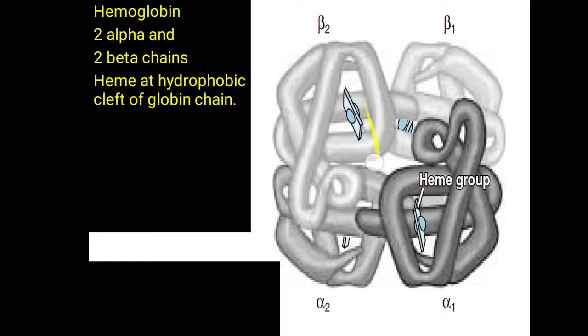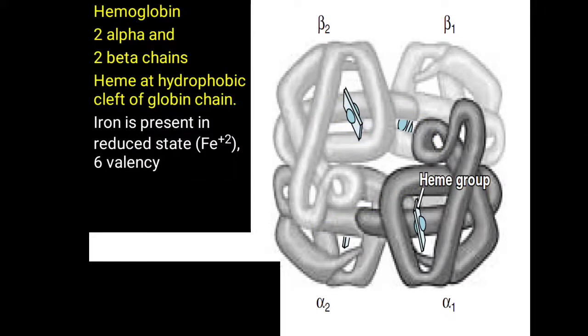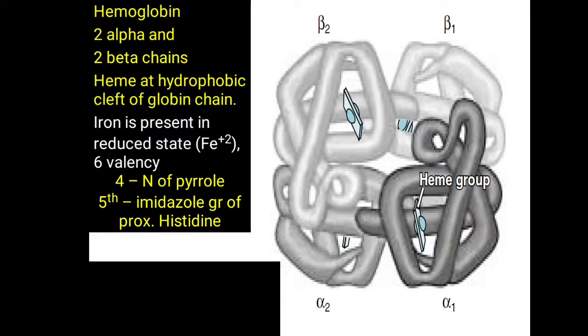So in the hemoglobin structure, with 2 alpha and 2 beta chains, heme is present at the hydrophobic cleft of the globin chain. Now in this heme, an iron molecule is present in the reduced form of iron, called the ferrous form. Now this ferrous iron has a 6 valency, and this 6 valency is very helpful to understand how exactly it transports oxygen.